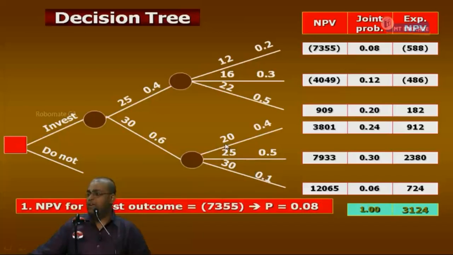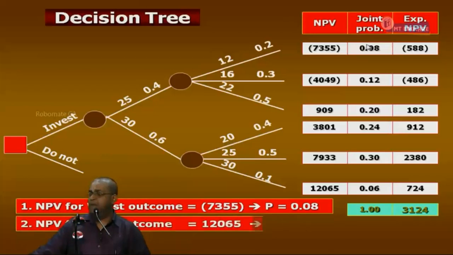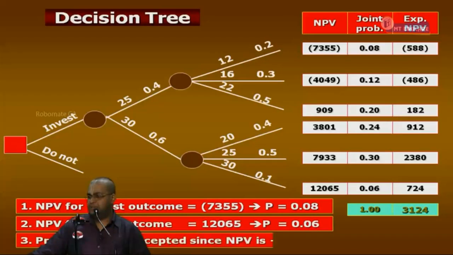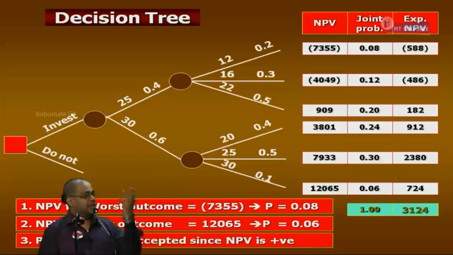So NPV for the worst outcome is minus 7355. For this the probability is 8%. NPV of the best outcome is 12,065. The probability is 6%. The project will be accepted since the expected NPV is positive. That is the answer for this particular question. I hope everybody is following.